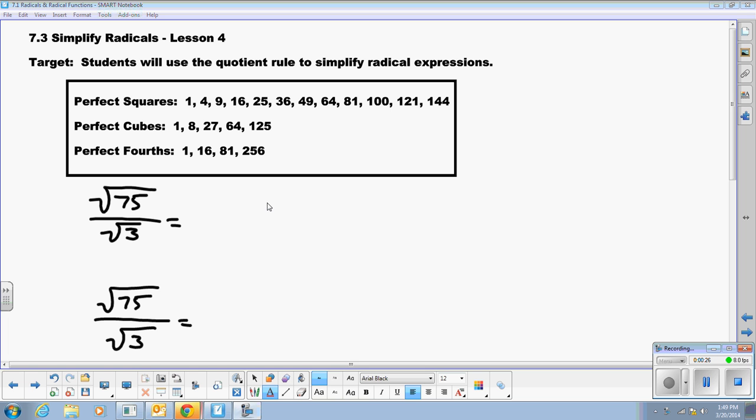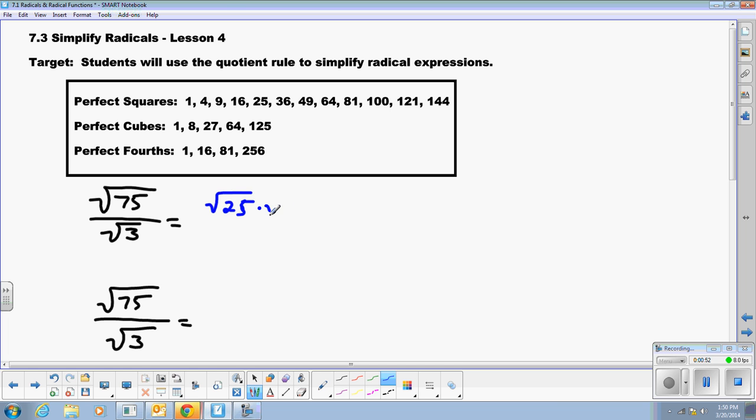First problem and example here, I have the square root of 75 over the square root of 3. So I'm going to show you one way to use the quotient rule. One way with the quotient rule says that now I have a square root on the top, square root of the bottom, I can just keep the two separate. I know that in the square root of 75, I can change that to the square root of 25 times the square root of 3 over the square root of 3, which then becomes, top then becomes 5 times the square root of 3 over the square root of 3.